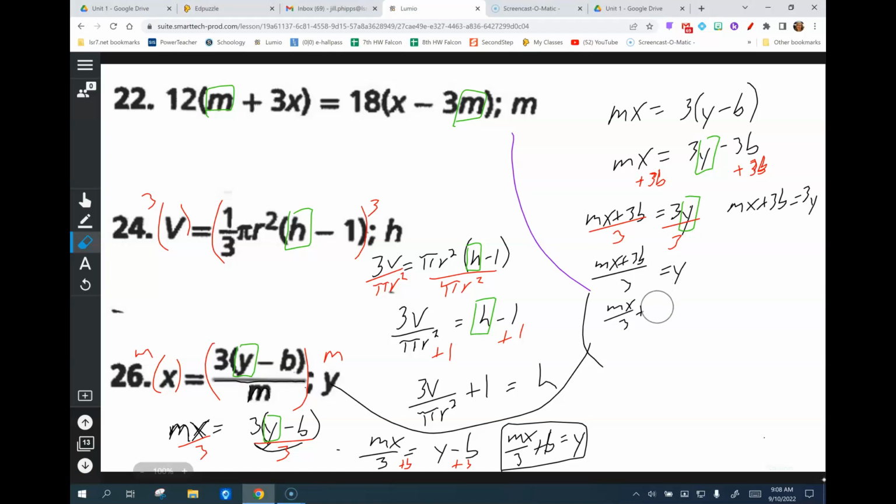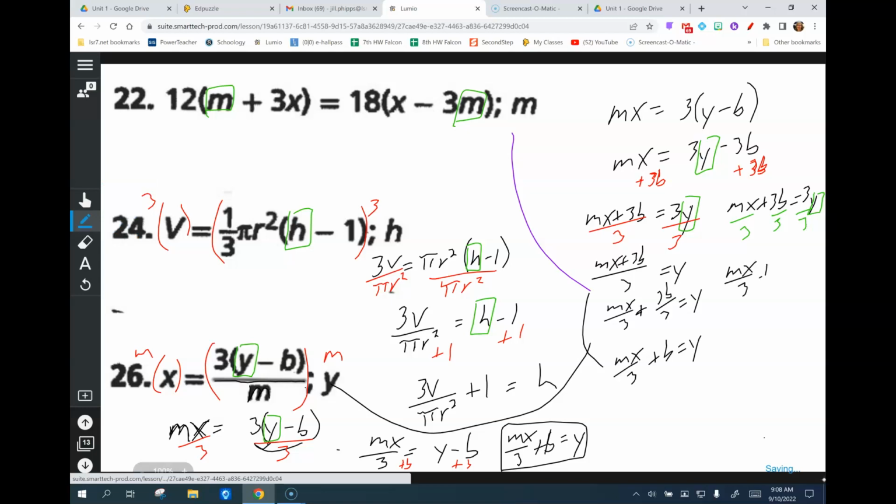3b over 3 is equal to y. So then I have mx over 3 plus b is equal to y. Or I can go with that. I divide each term by 3 and I get mx over 3 plus, cancel out my 3's, b is equal to y.